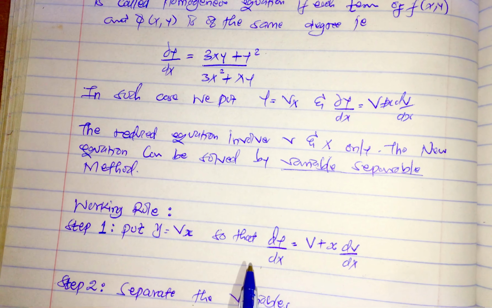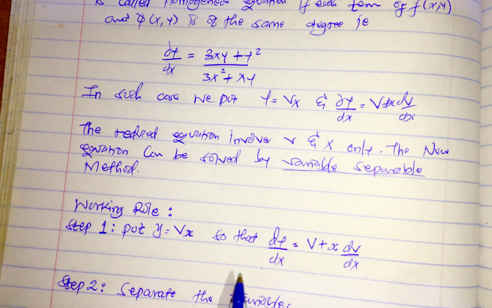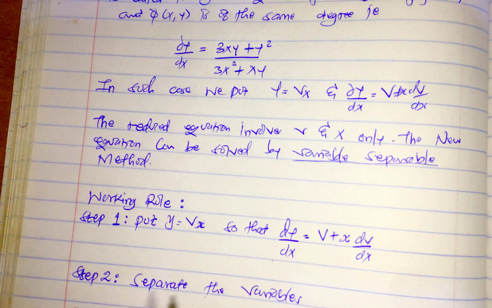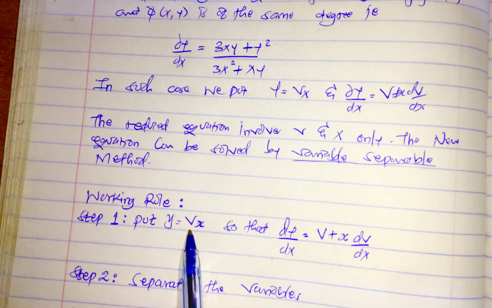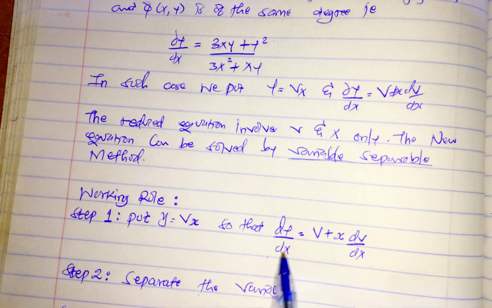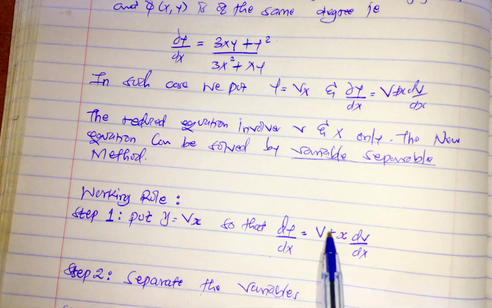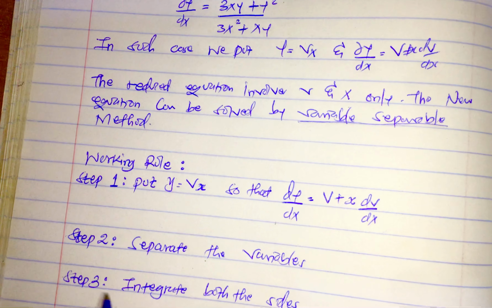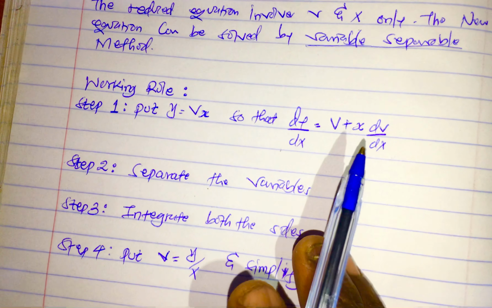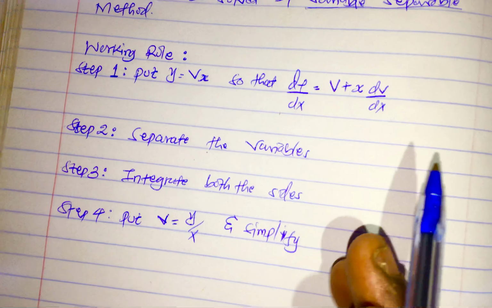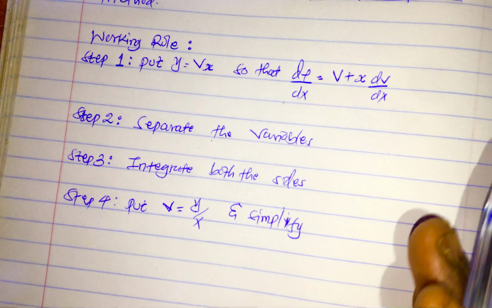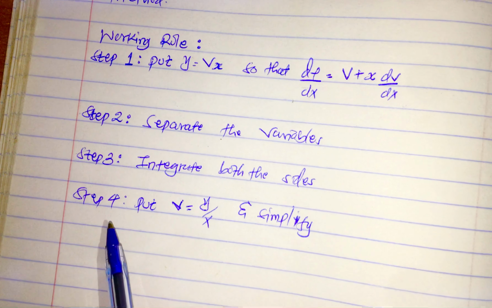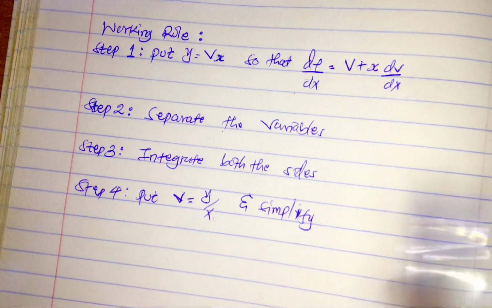If you've been given an equation to solve, the working rule, the step-by-step procedure that you're going to use is, number one, put y equals vx, so that dy/dx equals v plus x dv/dx. Then step number two is to separate the variables, meaning separating the v's and the x's after substituting. After that, you integrate both sides, then you put the value of v, which is y over x, and then simplify.